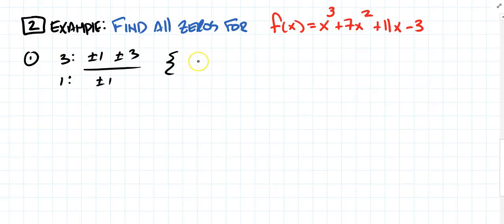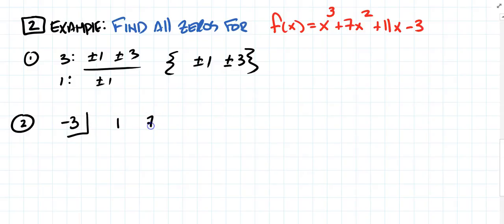So therefore my list is going to be plus or minus 1, plus or minus 3, and that's really all that I have. Step number 2, I'm going to choose one of these 4 here and try and find a 0 to the function. For the sake of the video and your time, I'm going to choose -3. So I'm going to test to see if -3 is a 0. So I'm going to put a 1, a 7, an 11, and then a -3.